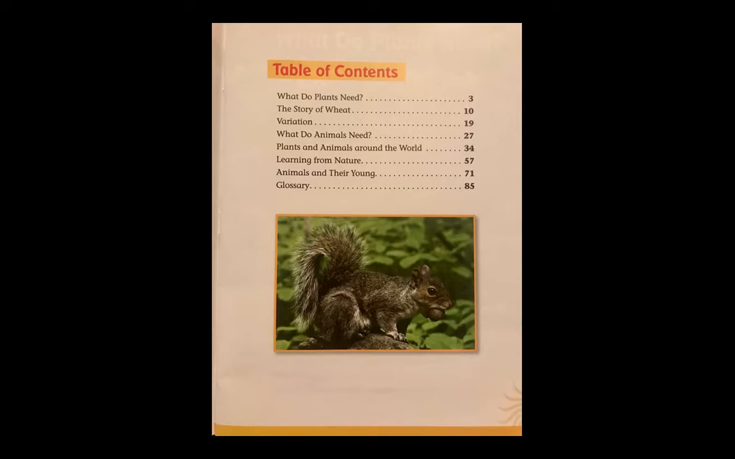Okay, so this is the table of contents. And the table of contents tells me where information is located. So for example, if I wanted to find out what plants need, I would turn to what page? Did you say page 3? You're correct. So today I want to learn about animals and their young. So if I want to learn about animals and their young, what should I do?